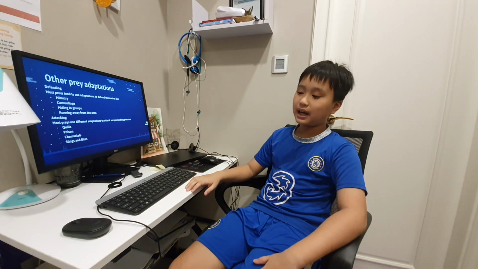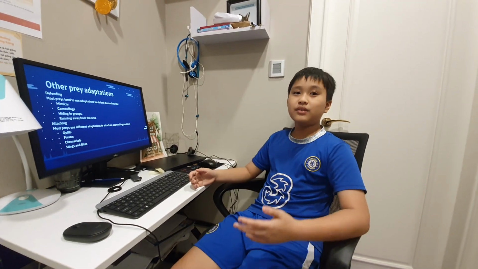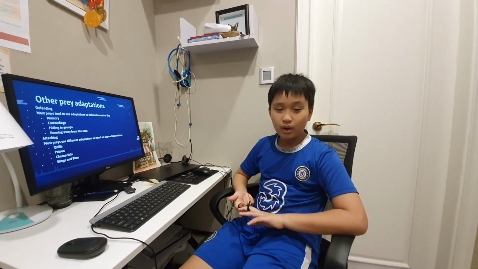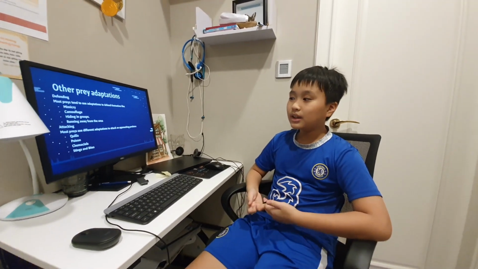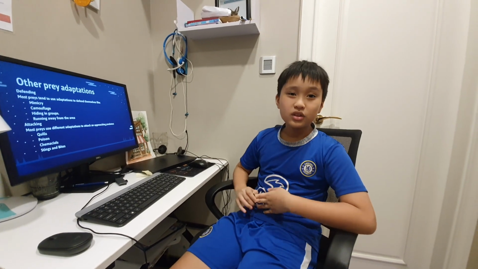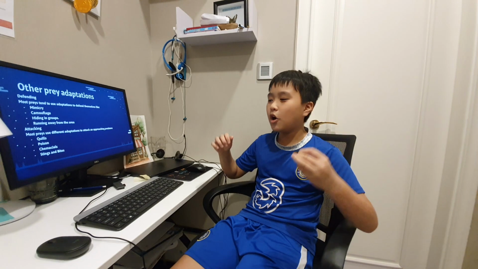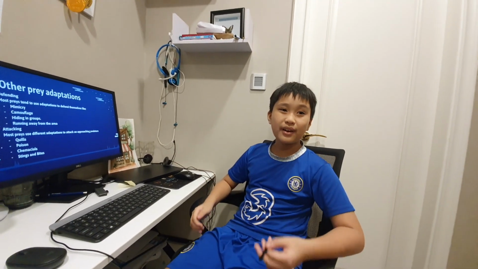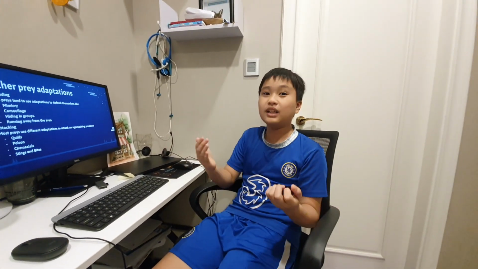Hiding in groups. Hiding in groups is a good strategy because if a predator tries to attack them, the rest will run away from the area. And speed is also good because when a very slow predator is trying to catch you, you can run away and the predator cannot catch up to you.